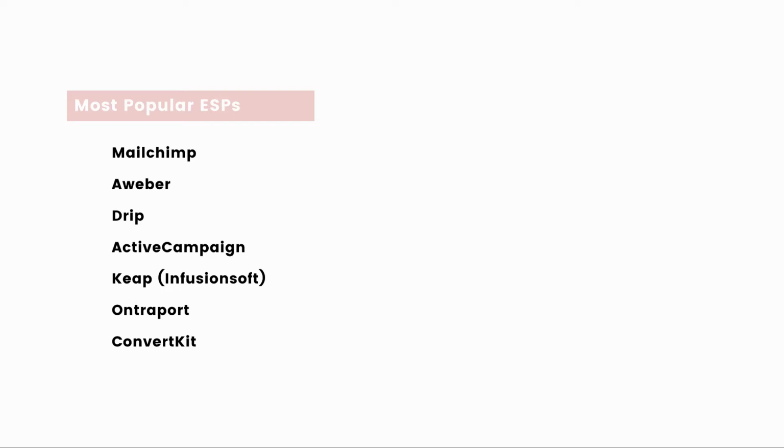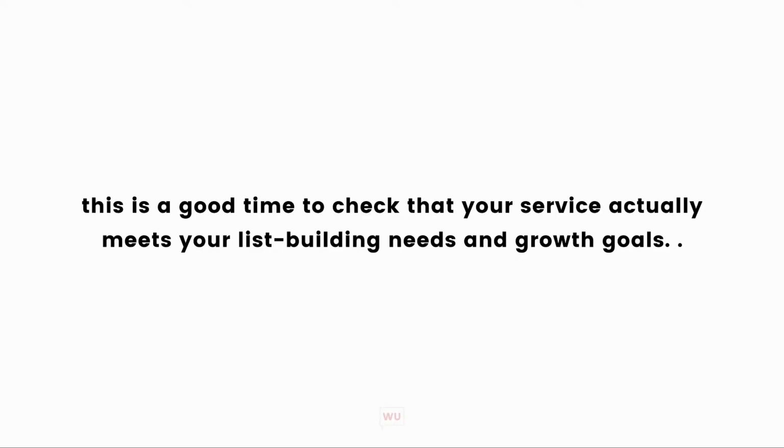Now, it's very likely that you already have your email service provider, but this is a really good time to check that your service actually meets your list building needs. And it is going to help you to actually reach those growth goals that you have for your business. So, for example, if you're currently using MailChimp, but you want to start doing some more advanced automations, or you may even just want to start making use of more advanced marketing techniques like content upgrades, then you may want to move to something more flexible and more robust like ConvertKit.